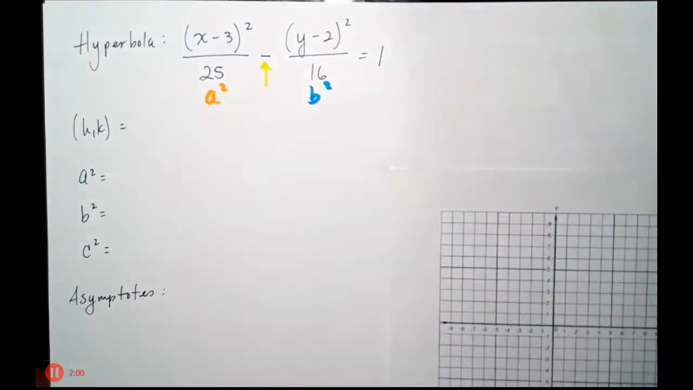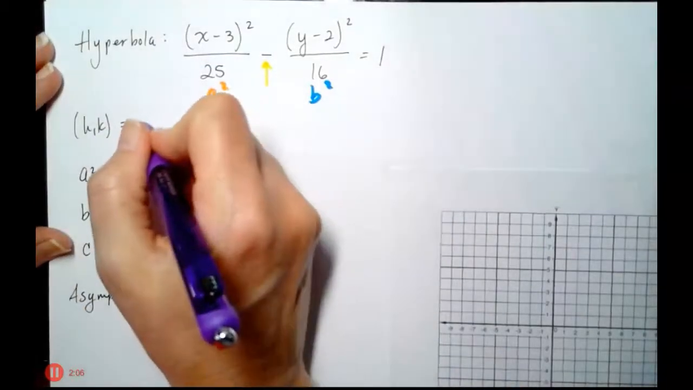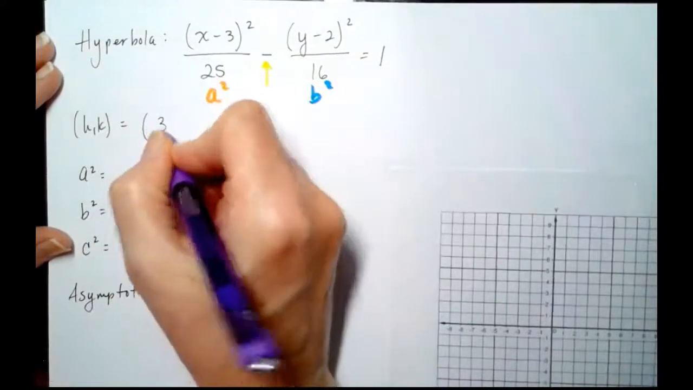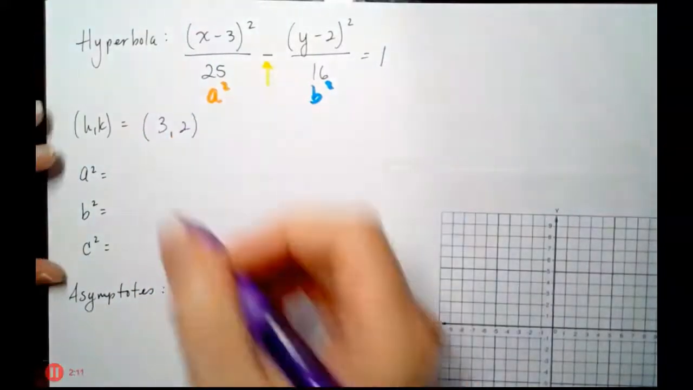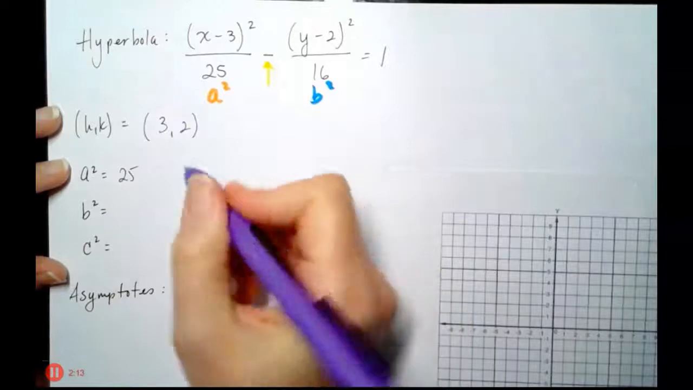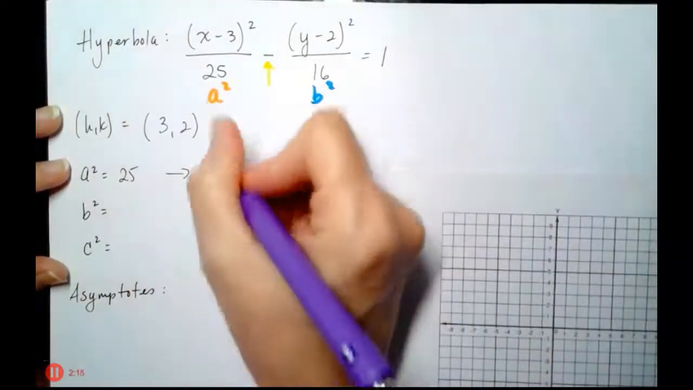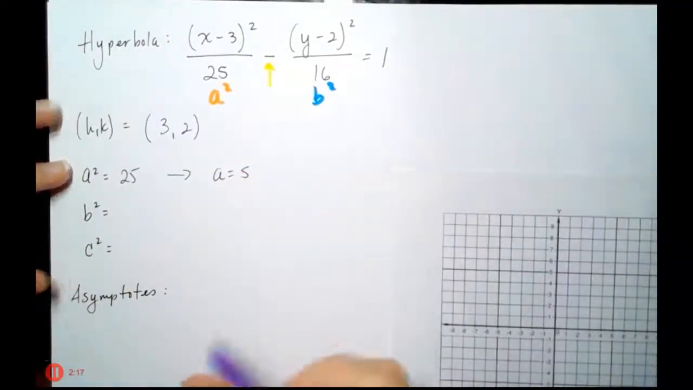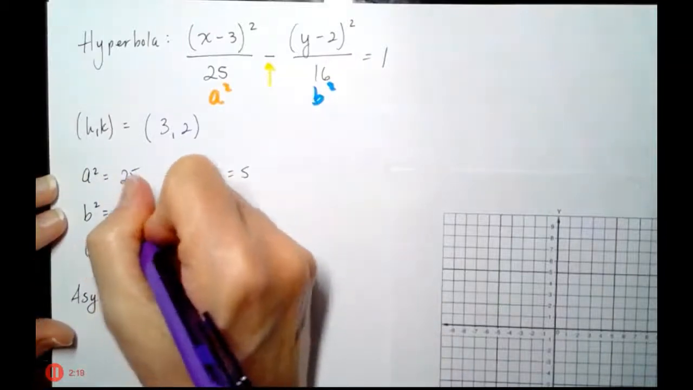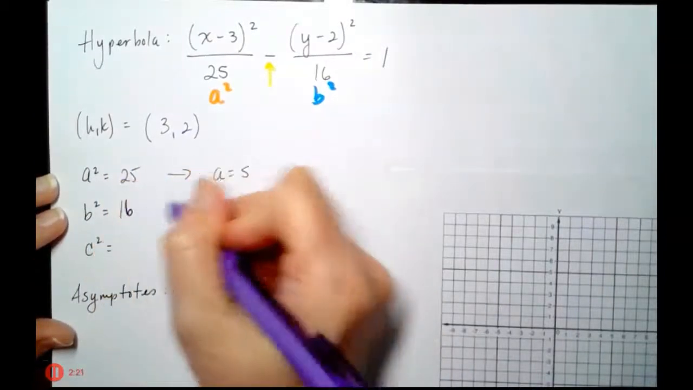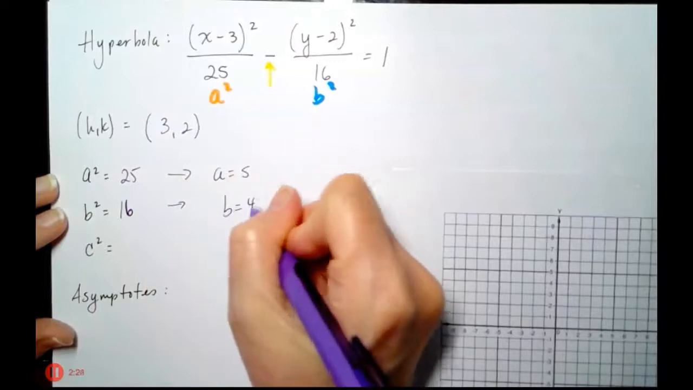So let's start filling in what we know must be true based on this hyperbola, and then we'll end by graphing it. So the center point is at (3, 2), a squared is 25. So if a squared is 25, then a is 5. B squared is 16, and if b squared is 16, then b is 4.